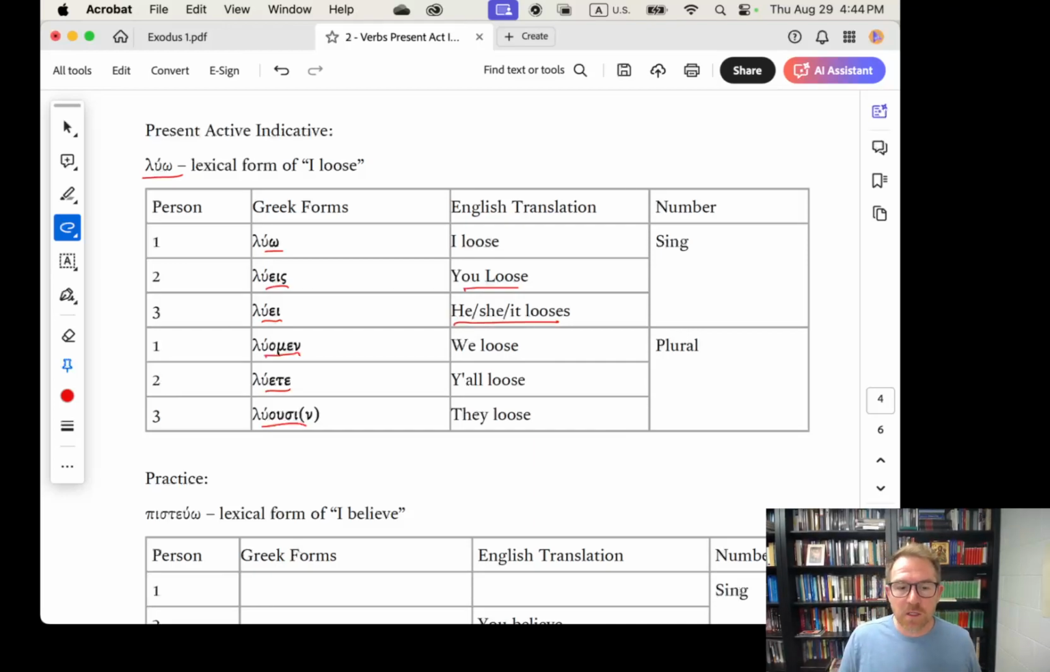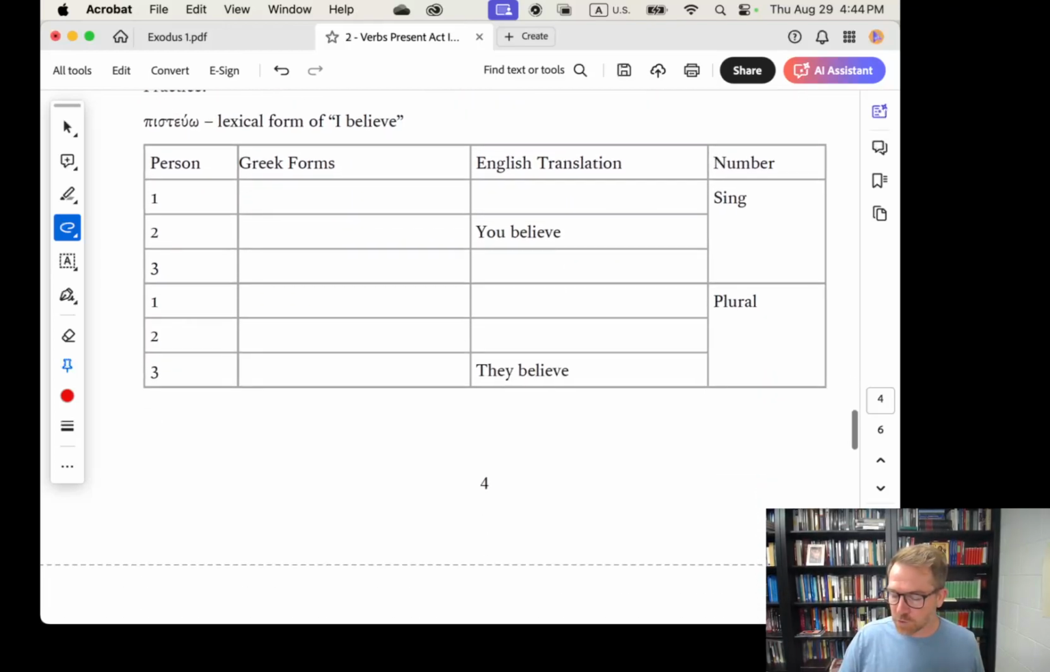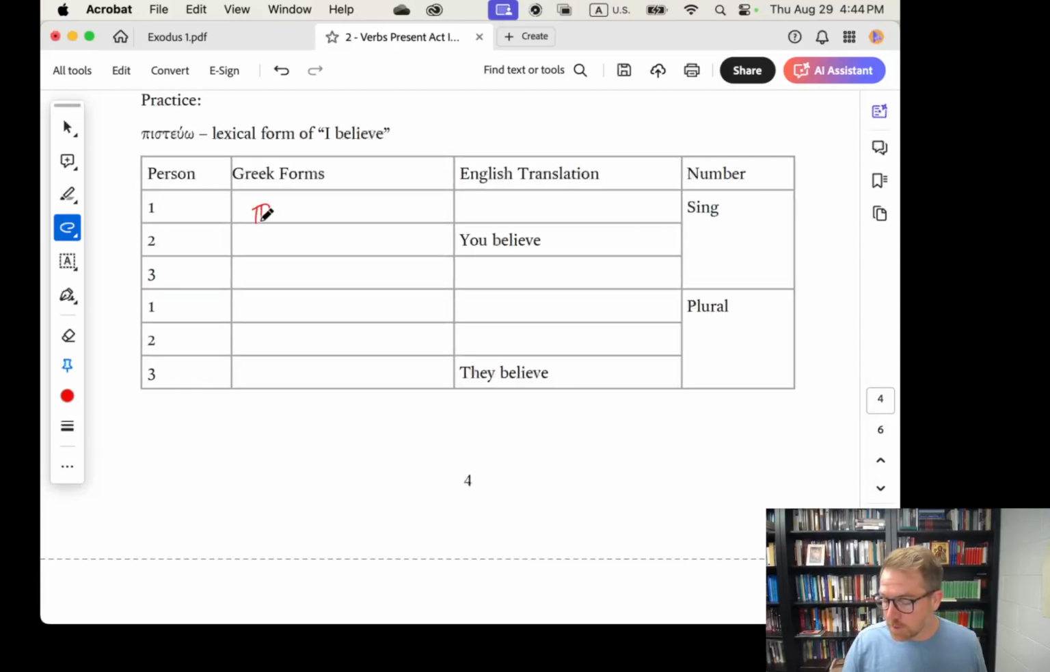And this pattern, this o, ace, a, amen, ete, usi pattern is consistent with these verbs in the present active indicative. So after luo, we have another verb, pistuo. The best way to learn this is by practice. So pistuo, I believe. Second person singular, you believe, pistuo, ace. You believe.